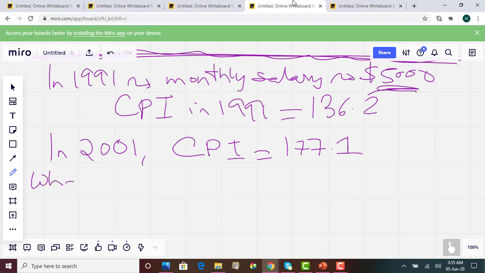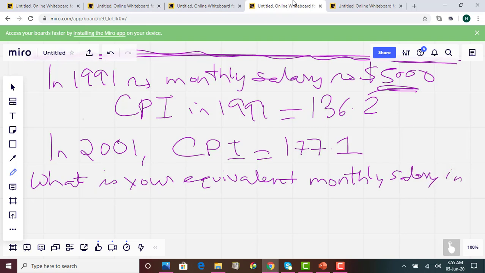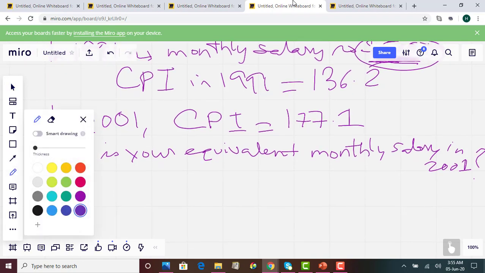Now my question is, what is your equivalent income, or what is your equivalent monthly salary in 2001? Basically, in 1991 your salary was $5,000, which is a nominal income. We have to convert it into real income, and then find what is equivalent to that real income. The question can be tricky, but in reality we use the same formula.